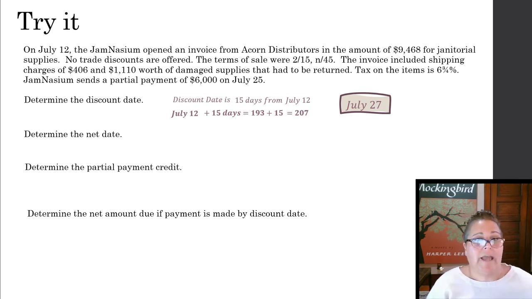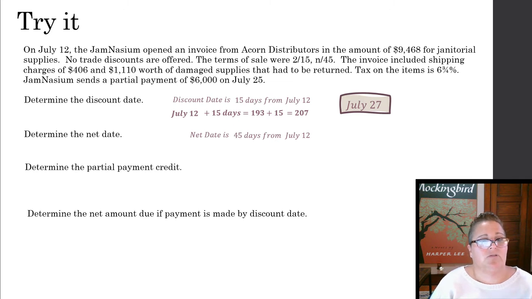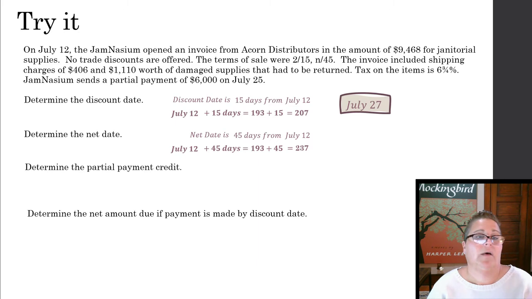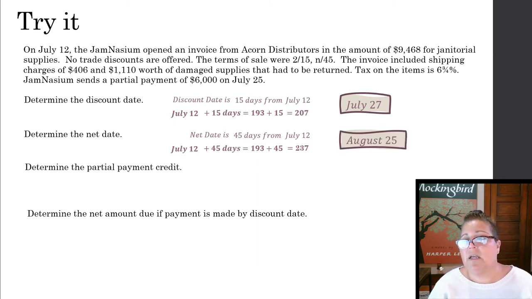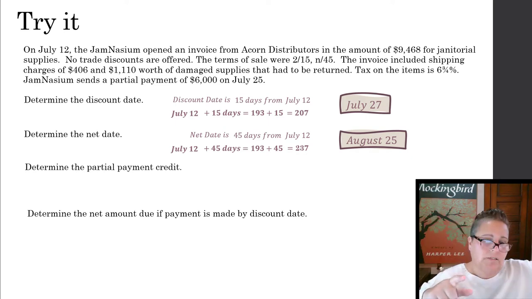Okay. The net date is 45 days from July 12th. So July 12th plus 45 days. That's going to be 193, my invoice date, plus 45. This is date 237. So I'm going to go to my dating table. I'm going to look up date 237, and hopefully I'm going to see that that's August the 25th. Okay. 237 up to August across to 25.